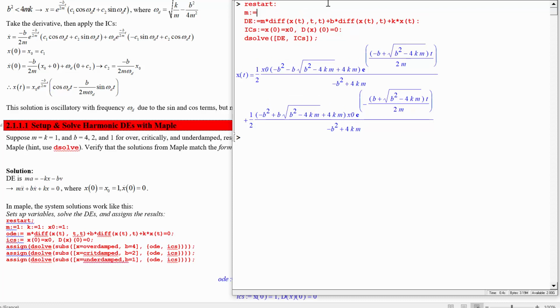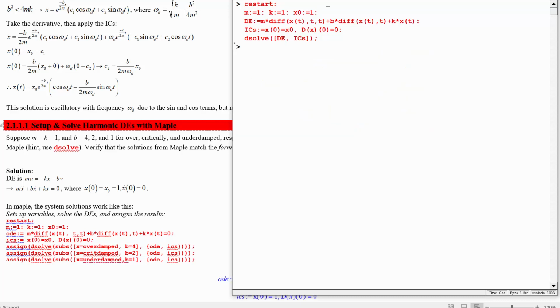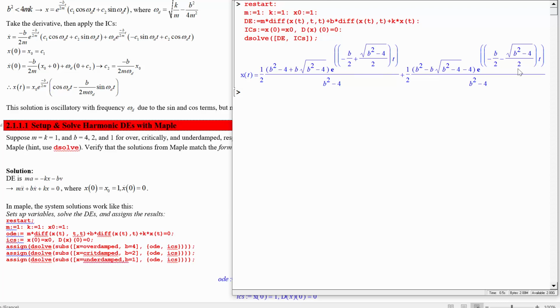So if m is equal to 1 and k is equal to 1, and let's see, so we'll say x naught is equal to 1 as well. Then we have this, which has different forms depending on b. So without knowing b, we can't do much better than that. But we can substitute a b into this. So let's try subs b is equal to 4 into the differential equation.